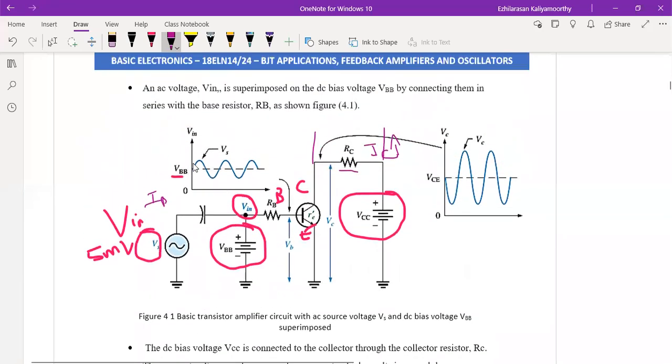You can see here, for example, the input is an amplitude of 5 millivolt, but look at the voltage across the collector and emitter terminals. This dotted line is nothing but the VCC line, because we connected VCC here.